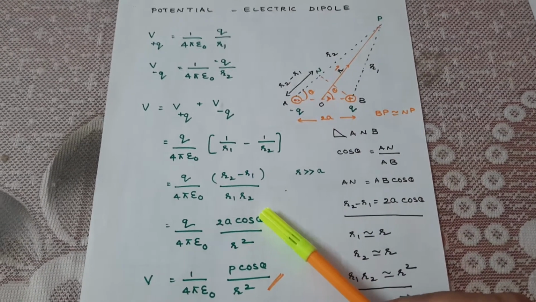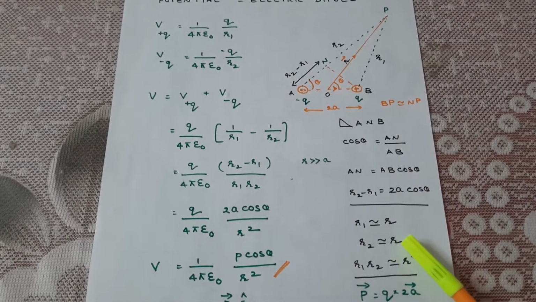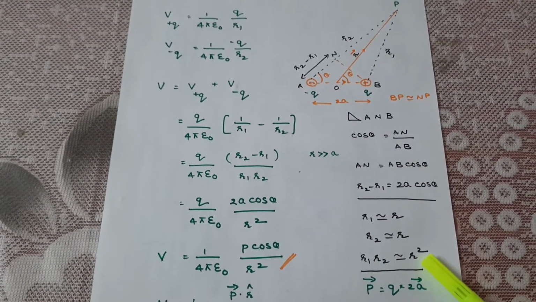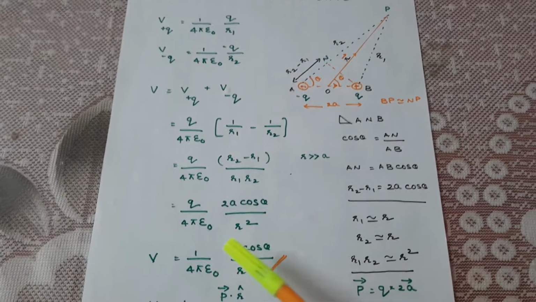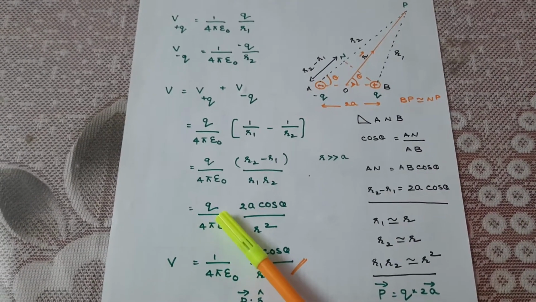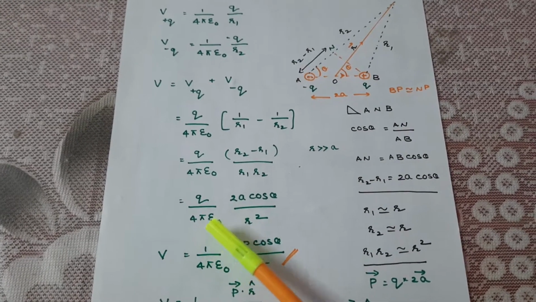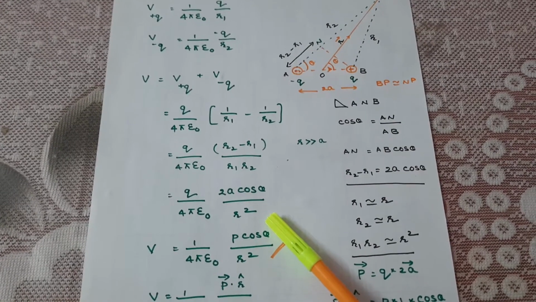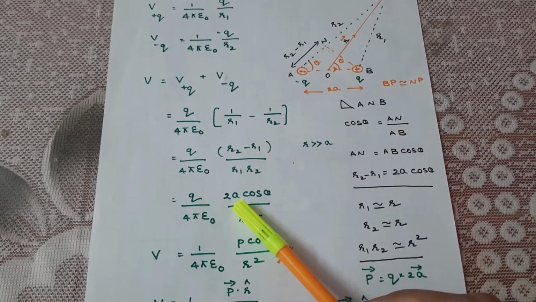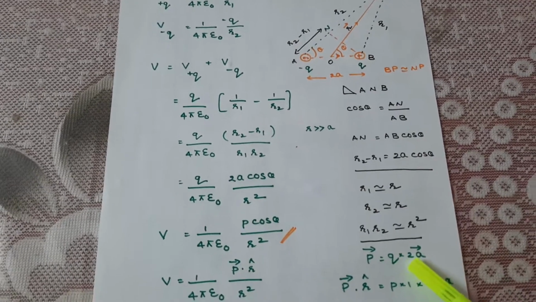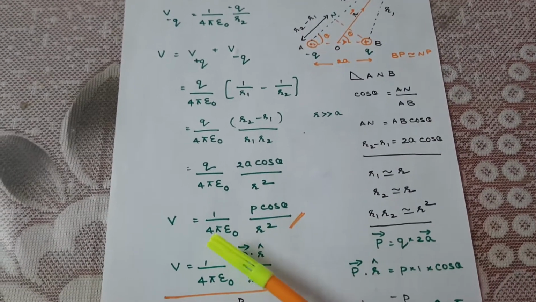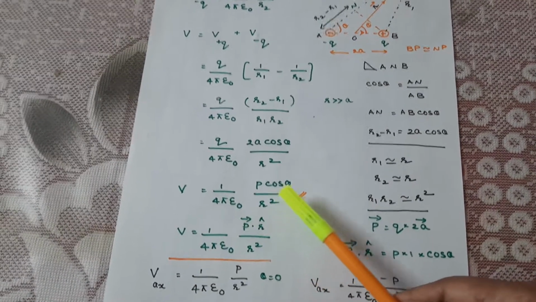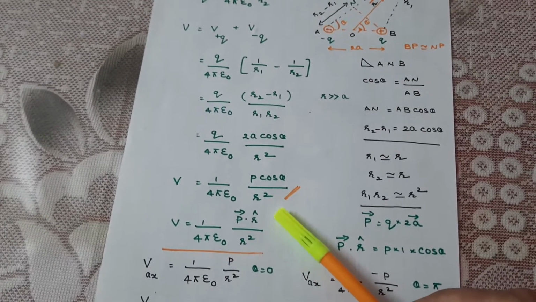But r1 is approximately equal to r and r2 is also approximately equal to r. Therefore r1 r2 is approximately r square. Therefore the potential V is equal to q by 4 pi epsilon 0 into 2a cos theta by r square. But q into 2a is the dipole moment p. So the potential V is equal to 1 by 4 pi epsilon 0 p cos theta by r square.